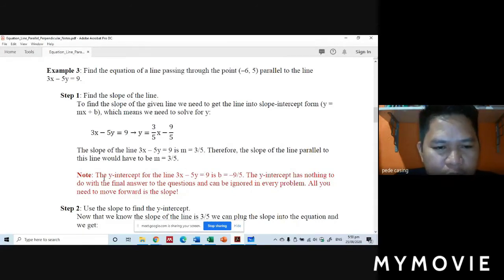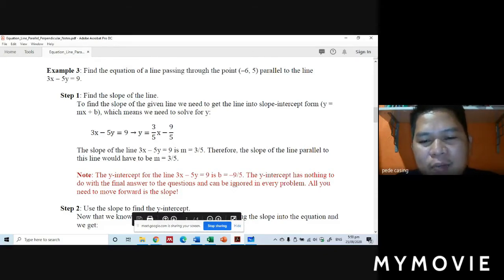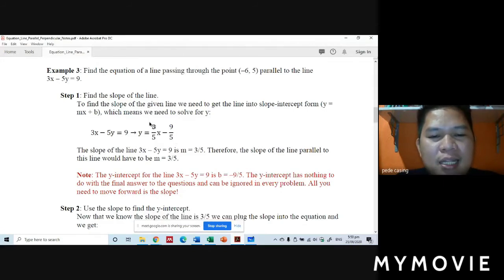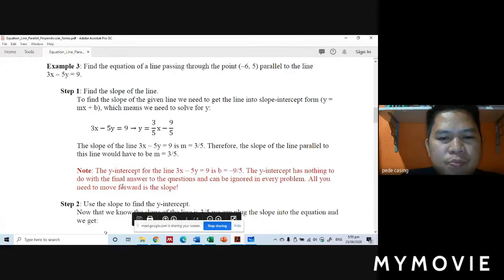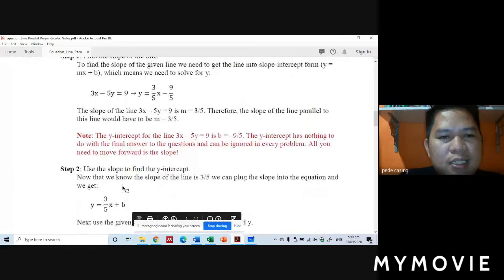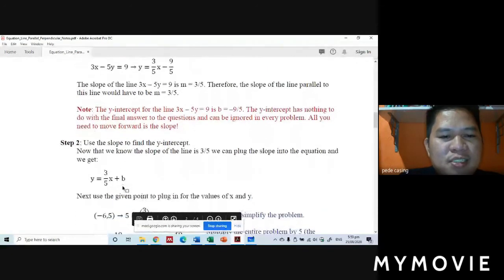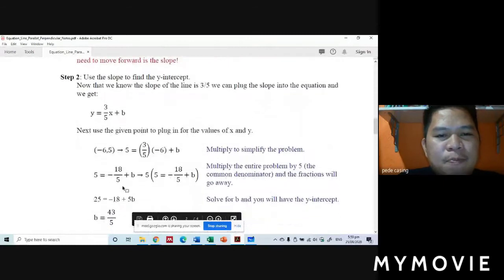So note the y-intercept for the line 3x minus 5y equals 9 is b equals negative 9 over 5. The y-intercept has nothing to do with the final answer to the question and can be ignored in every problem. All you need to move forward is the slope. So meaning, the slope is the only thing we look for, not the y-intercept. So since we have the slope, we will now proceed to step number 2. So again, step 1, find the slope. Step 2, use the slope to find the y-intercept.